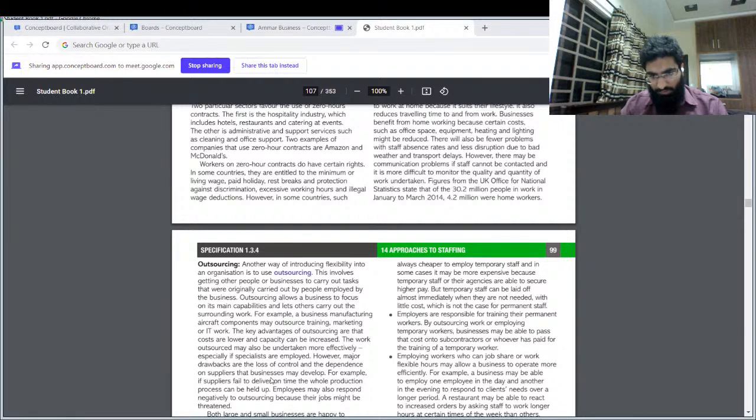Concept board. In this particular unit we would be looking at how a business, when it chooses labor, or even if it's going for a capital intensive method, manages the labor that it uses in the business. This is the approach of the business with regards to its staff.